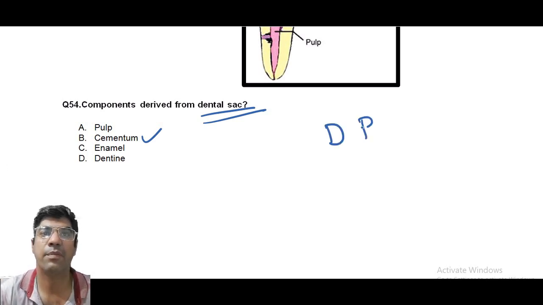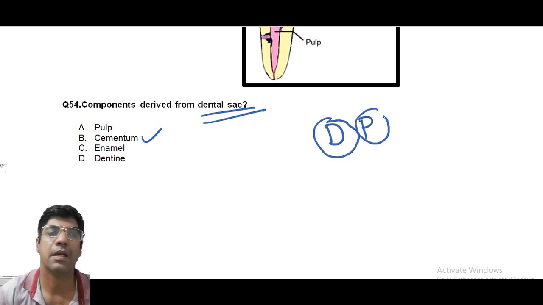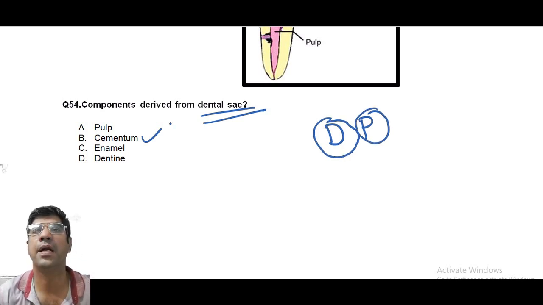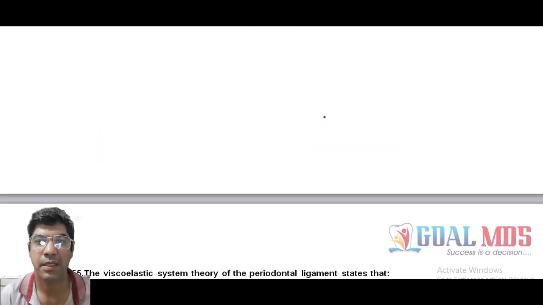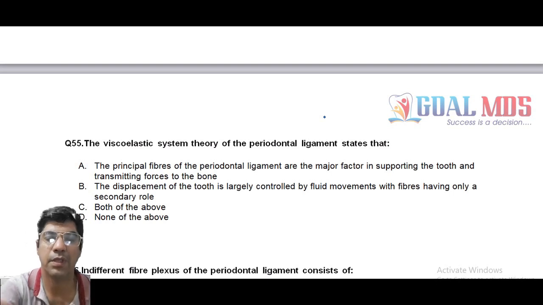The component that is derived from dental sac is the cementum. Remember, dental papilla forms dentine and the pulp. And the dental sac forms the cementum, periodontal ligament, and the alveolar bone.